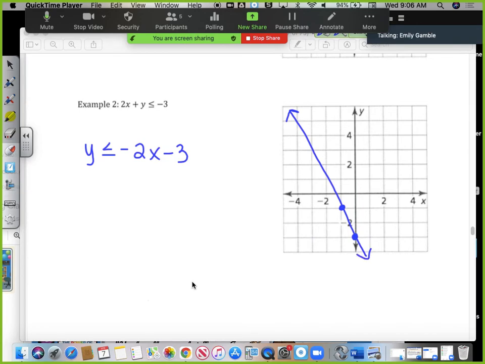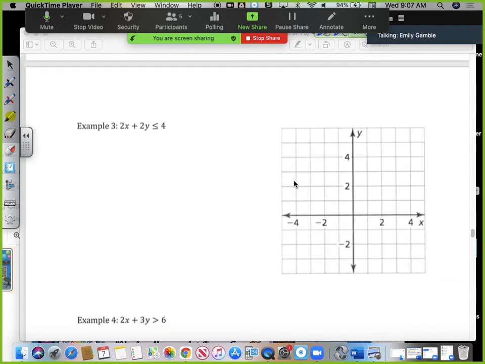And then when I go to shade the region, I'm going to test 0, 0. 0 is less than or equal to negative 3. That is not true. So that means that anything up here is not the solution. The solution would be down here. Anything less than or equal to the line would be below it.